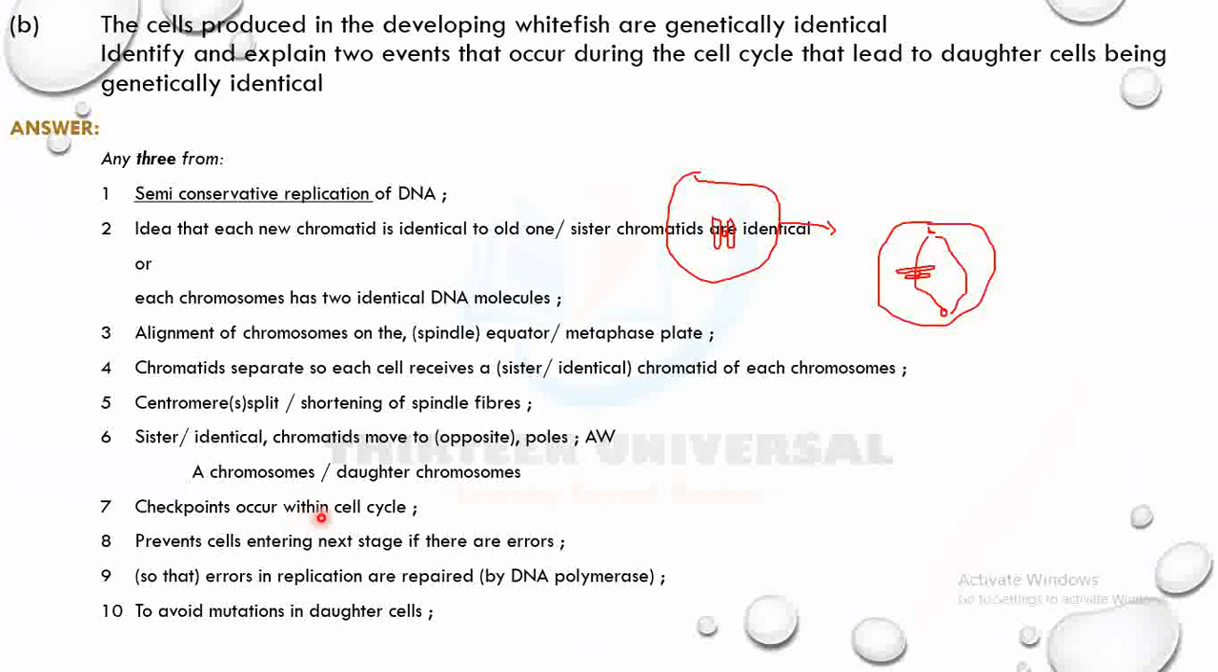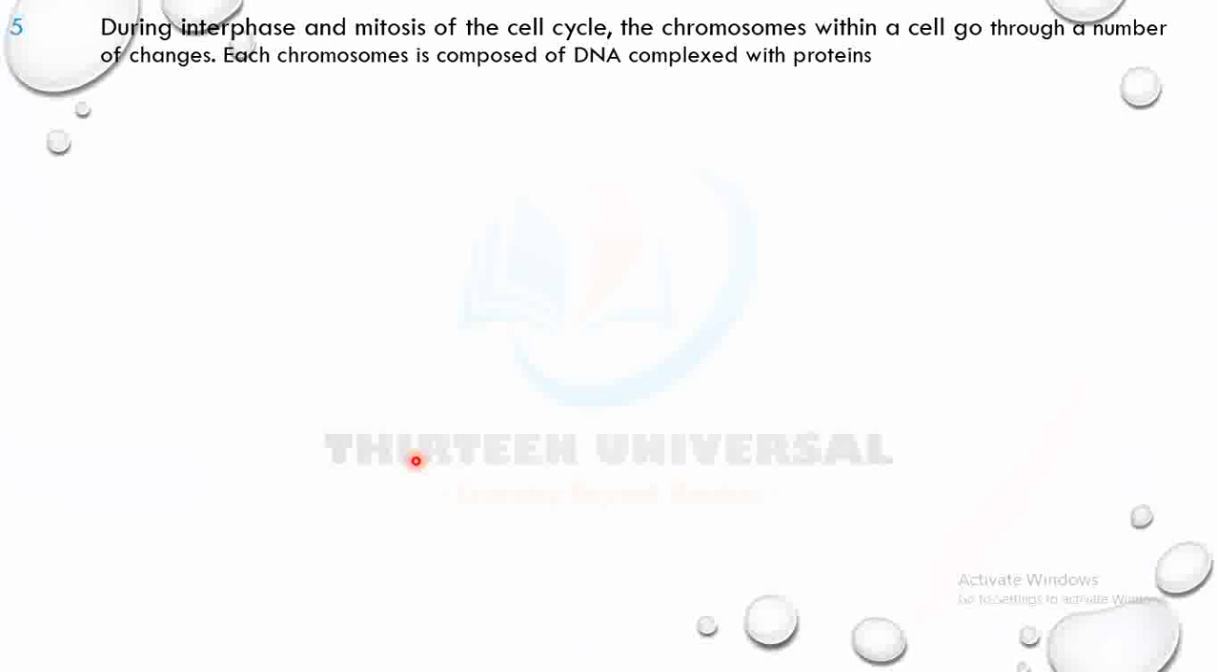Checkpoints occur within the cell cycle to ensure that there are no genetic errors, so the cells are genetically the same. All right, so there's no variation. So that errors in replication are repaired by DNA repair enzymes to avoid mutation. So memorize this, guys. This is the concept, but you've got to use the words of the mark scheme. If you want to excel in the exam, use the words of the mark scheme.